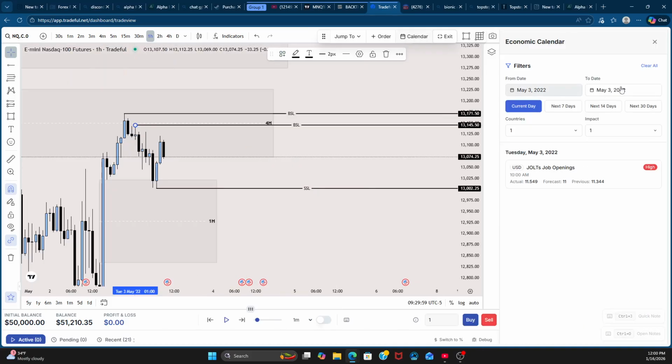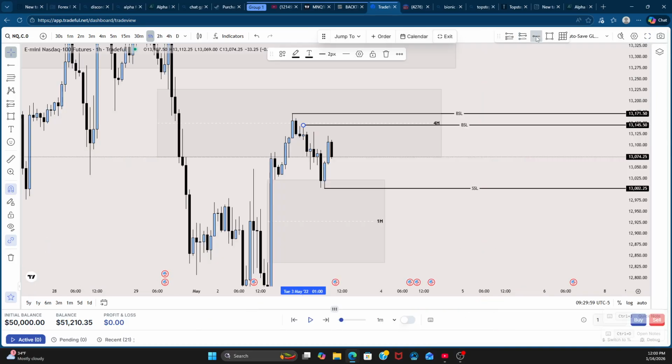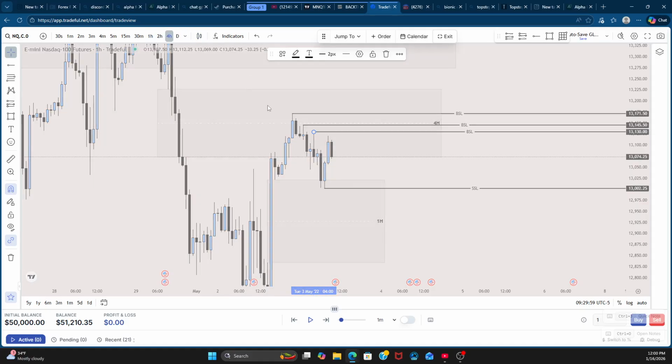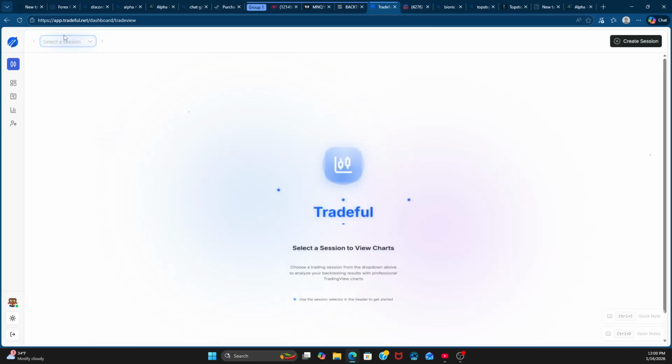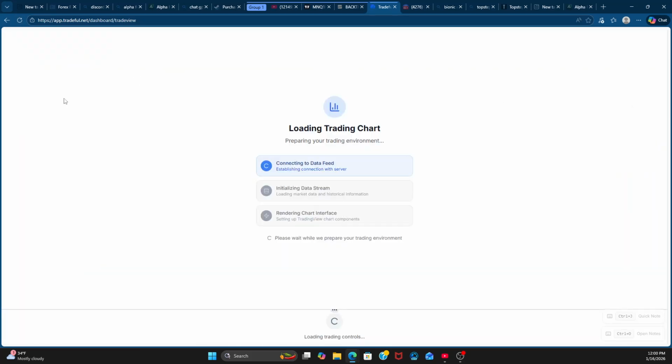Do we have news on this day? JOLTS job openings at 9. We go to the 4-hour. So what do we leave on the 4-hour? I'm assuming a big 4-hour gap, or maybe not. Can this load? Damn it. Let's go.